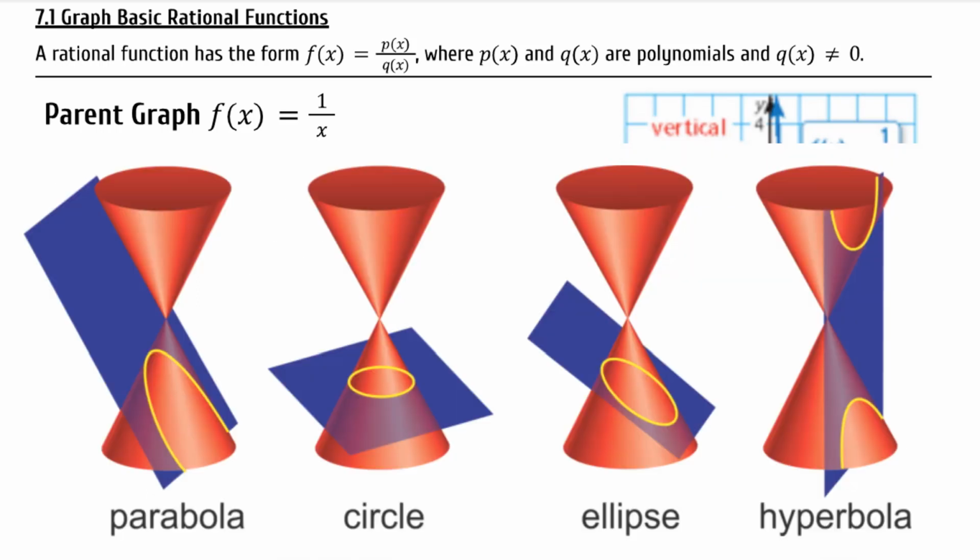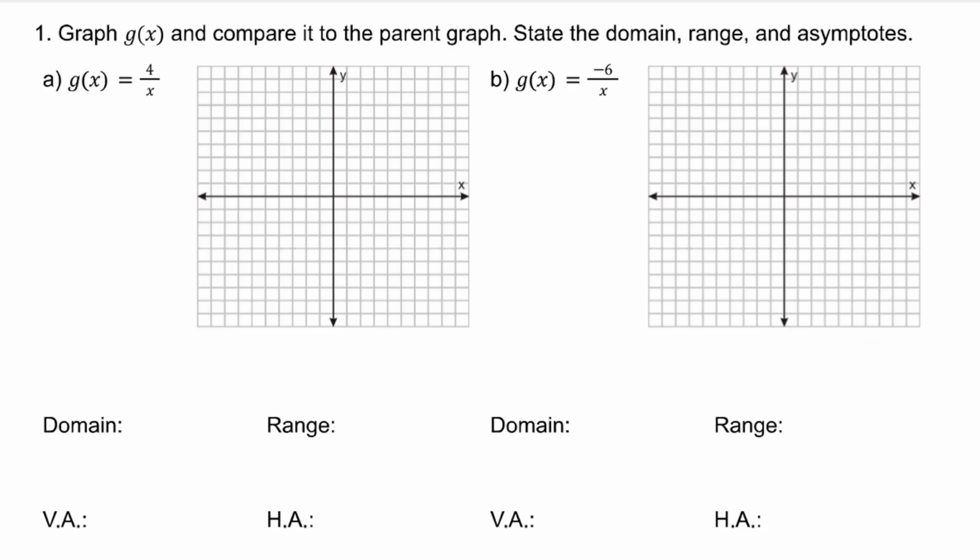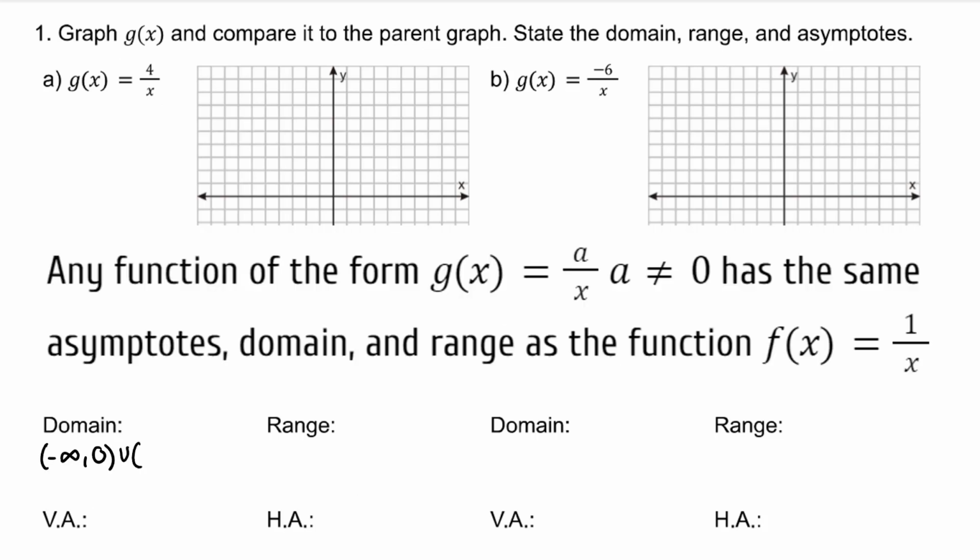1 over x is a rational function that is also a hyperbola, something we'll get more into when we learn about conics in pre-calculus. To begin, graph g(x) and compare it to the parent graph. State the domain, range, and asymptotes. Because both functions are in the form a over x, our domain and range and asymptotes will be the same as the parent function 1 over x.